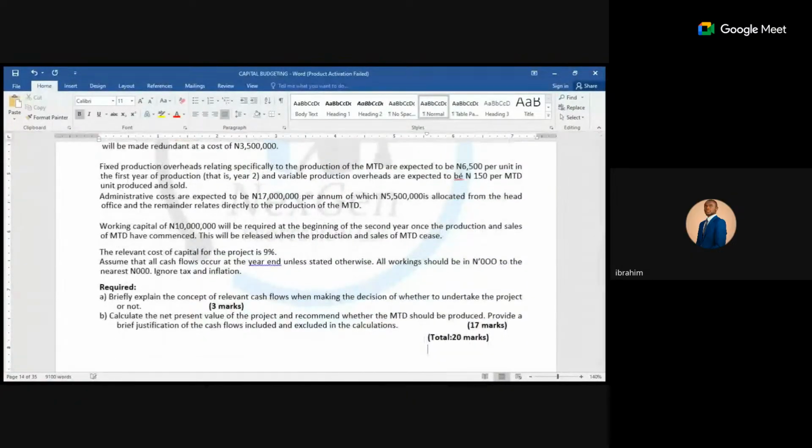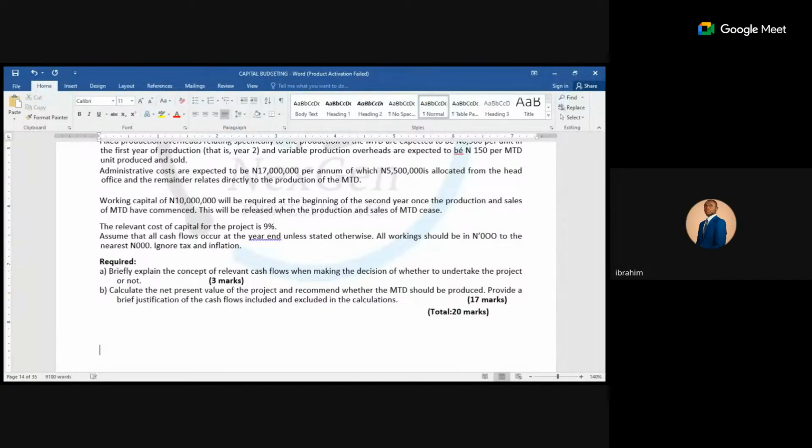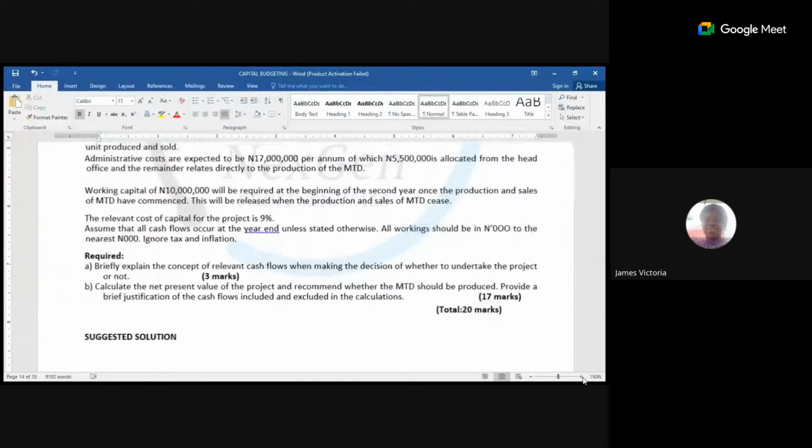So let's quickly look at this question together. So what is the required? Who will read? Required. A. Briefly explain the concept of relevant cash flow when making the decision of whether to undertake the project or not.